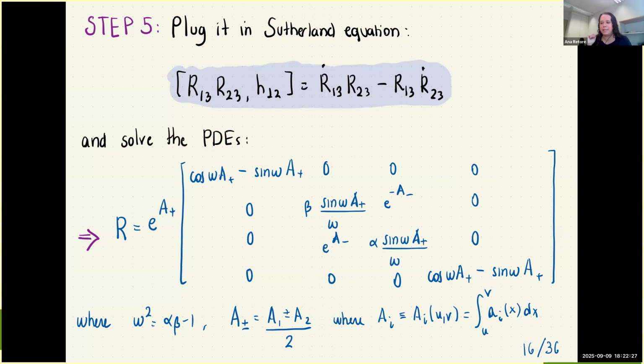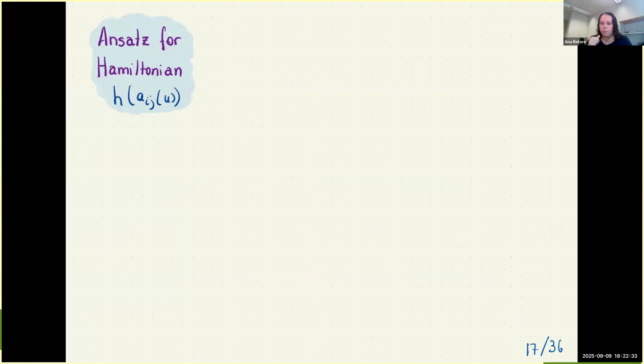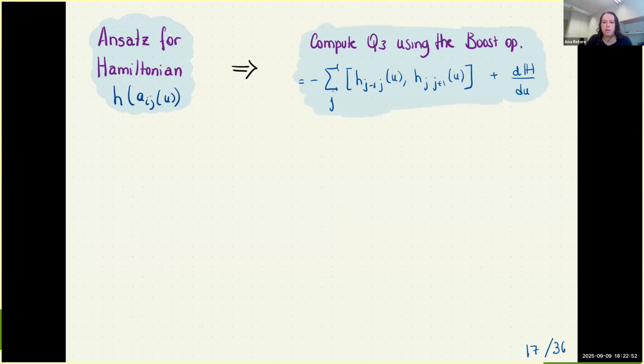And it's actually XXZ in disguise. So just to recap, the method: the idea is you start with a density Hamiltonian. It could be very complicated. It could be higher rank, like acting on higher Hilbert spaces. I just showed a very simple example to show how it works. So you start with this ansatz for the density Hamiltonian.